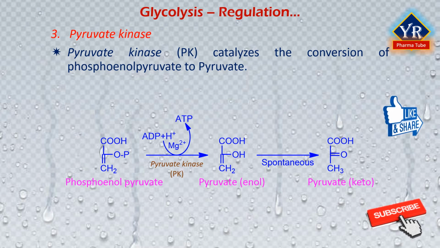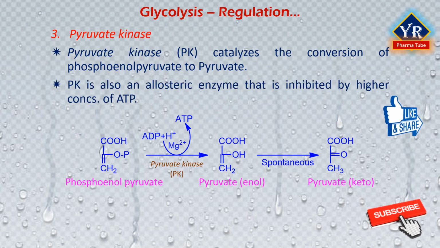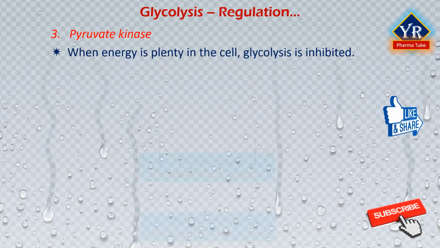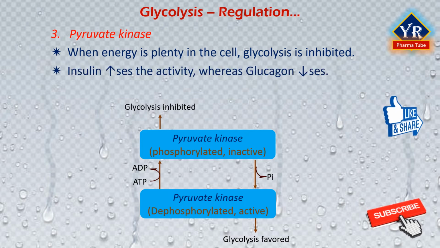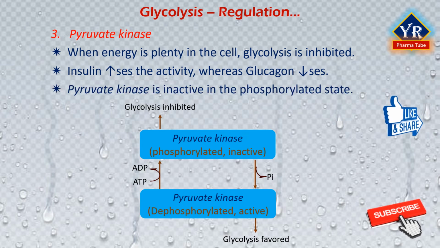enzyme of glycolysis. This pyruvate kinase enzyme is also an allosteric enzyme that is inhibited by high concentrations of ATP. When energy is plenty in the cell, glycolysis is inhibited. It is to note that insulin increases its activity whereas glucagon inhibits. Also, pyruvate kinase is inactive in the phosphorylated state.